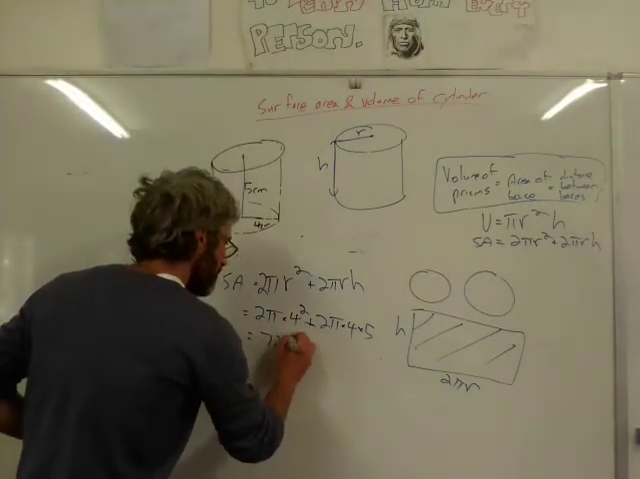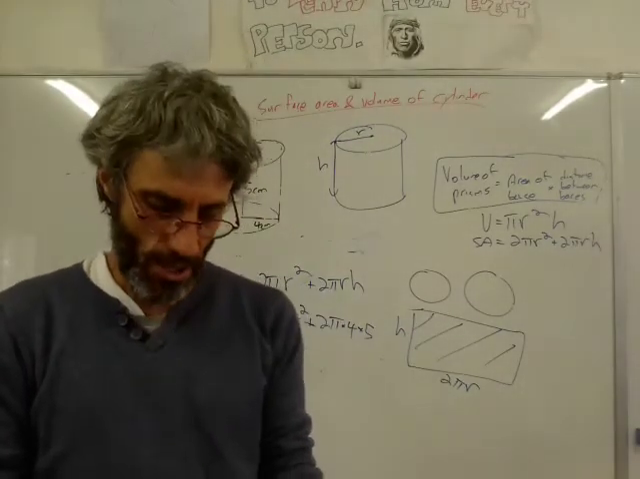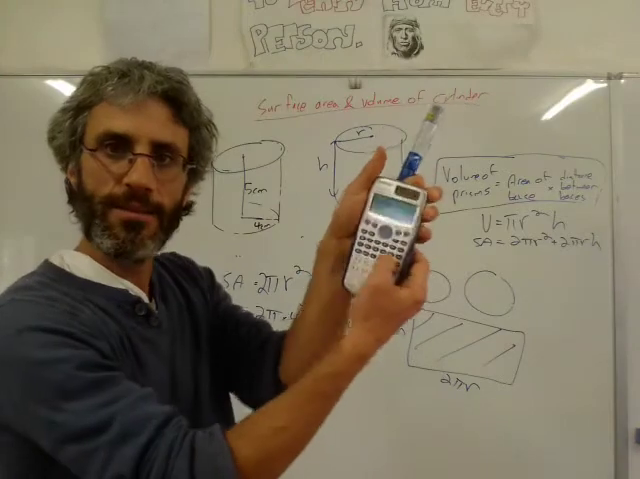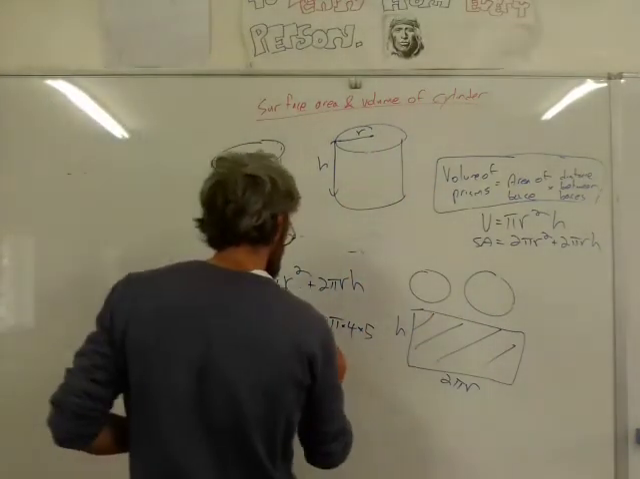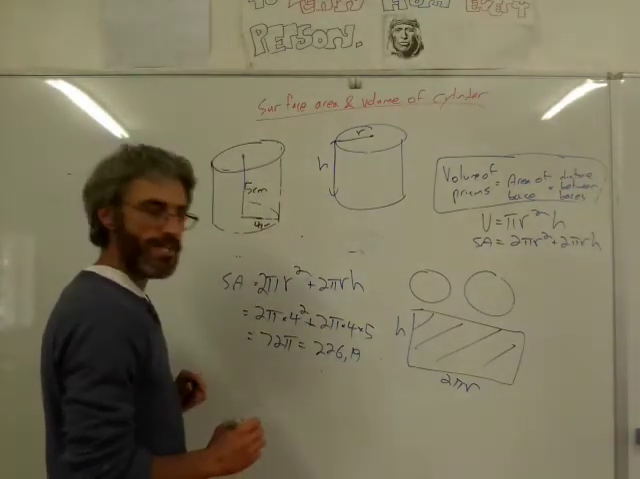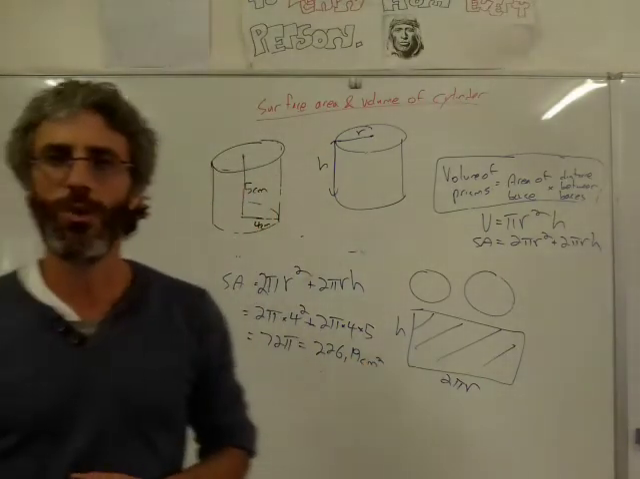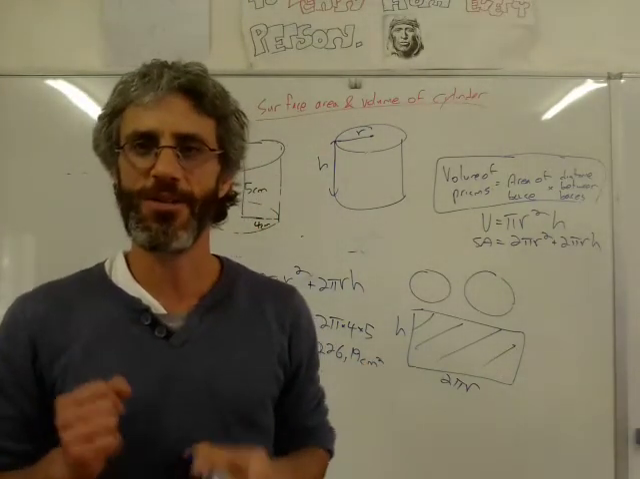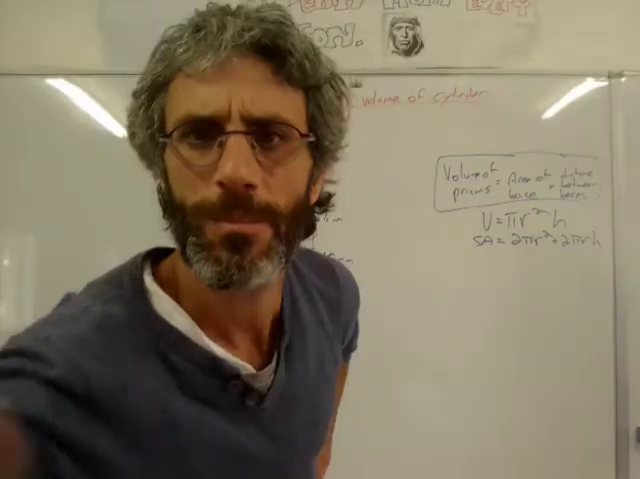That's still not the final answer. Unless they tell you they want the answer in pi, you need to press the SD button. And I got 226.19. Because I work with centimeters, the surface area is always going to be square. So 226.19 centimeters squared. Alright? Let's move on to some more examples.